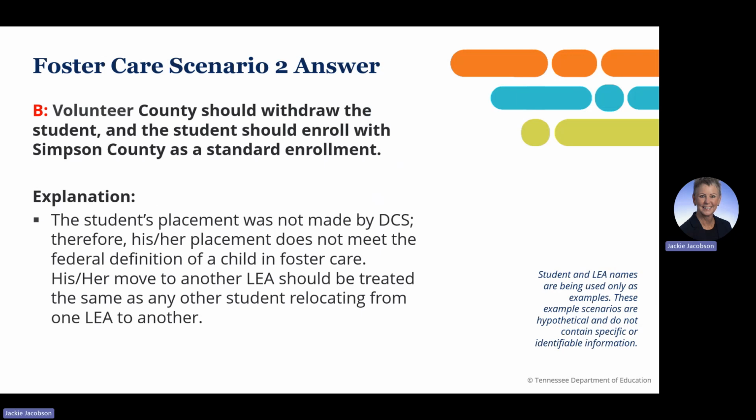If you answered B, you were correct. Volunteer County should withdraw the student and the student should enroll with Simpson County as a standard enrollment. Why? The student's placement was not made by DCS. Refer back to that standard definition of children in foster care. Therefore, his or her placement does not meet that federal definition. His or her move to another LEA should be treated the same as any other student relocating from one LEA to another.